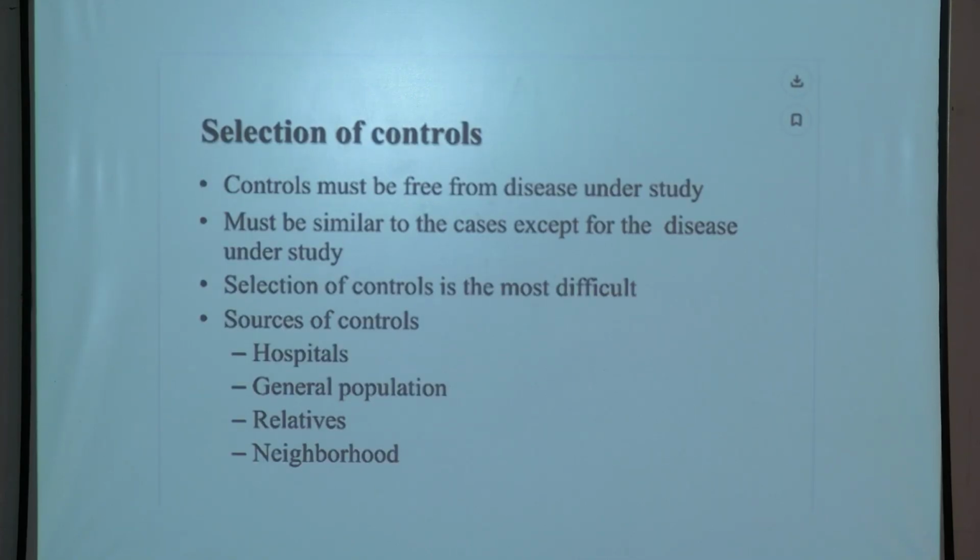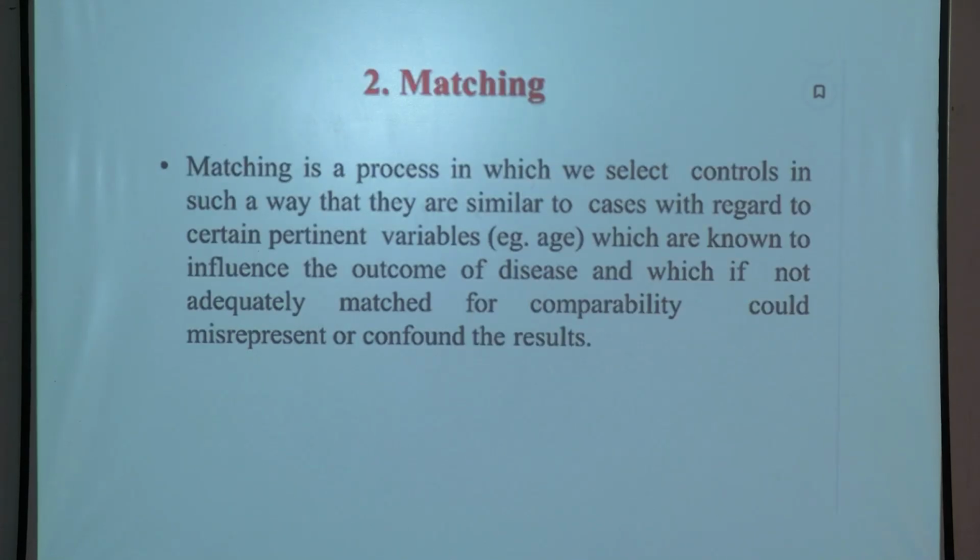Controls must be free from the disease under study, and must be similar to the cases except for the disease under study. Sources of control can be either hospitals, general population, relatives, or the neighborhood. Selection of control, as I said, is very important. You cannot take a 25-year-old man as a control for a 75-year-old person with cancer. Then question matching. As I said, we take controls which are similar to the cases age-wise and sex-wise, and match them. Otherwise, you might get wrong results.